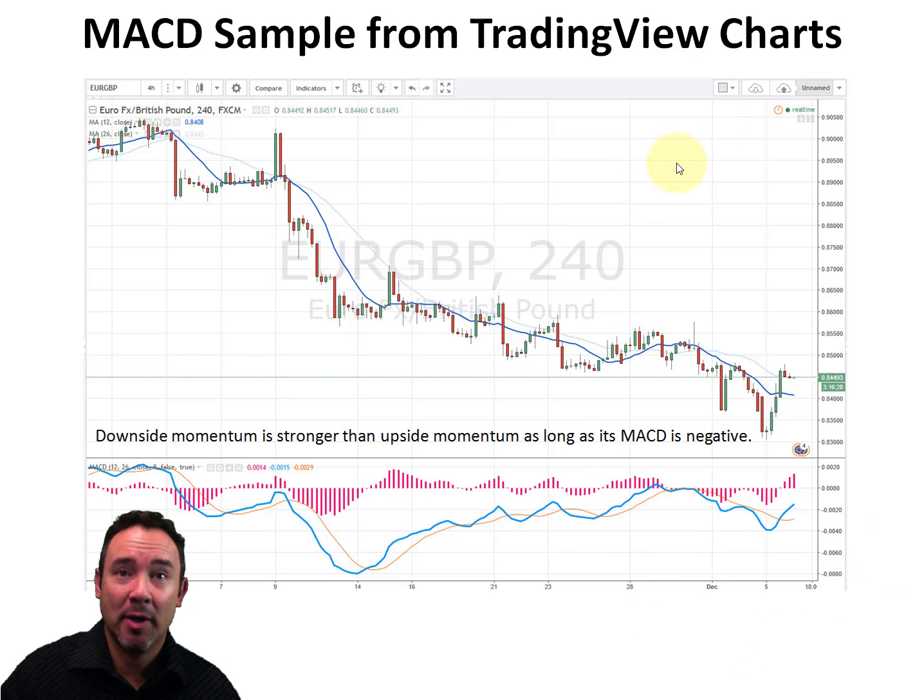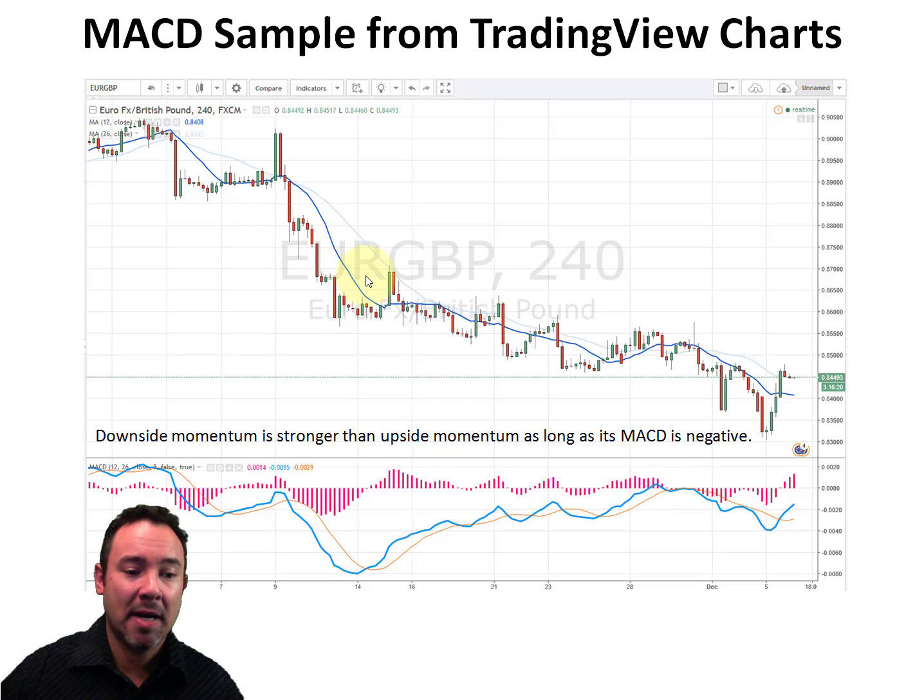Here's another sample from the TradingView charts. This is the Euro, Great British Pound, the 4-hour time frame. And I put a little note down here. It says downside momentum is stronger than upside momentum as long as the MACD is negative. And we talked about that already. This blue line, as long as it's below this 0 line, we still are in a downtrend. Now, changing time frames will change everything, so you have to decide what you're looking at, right?